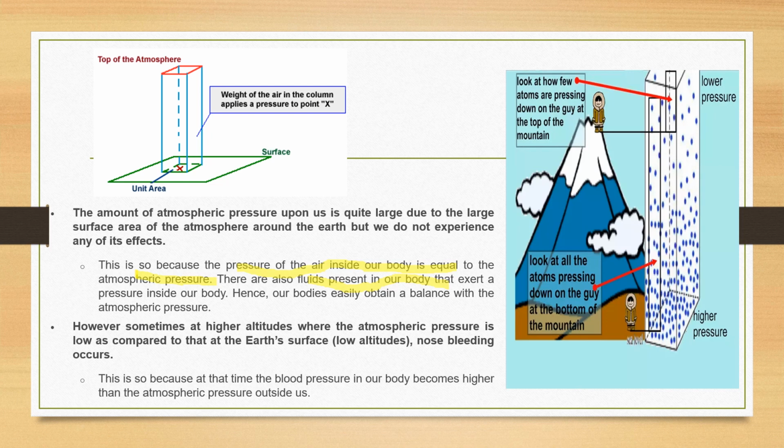One more question arises: sometimes when we go to a higher altitude, we suffer from nose bleeding. Why? Because the blood pressure in our body becomes relatively higher, since the atmospheric pressure decreases. In the lower portion the pressure is higher, and as we go up, the pressure decreases. So the outside pressure decreases, but inside us the pressure stays the same as it is now. So there is a variation in pressure, and that's why it results in nose bleeding.